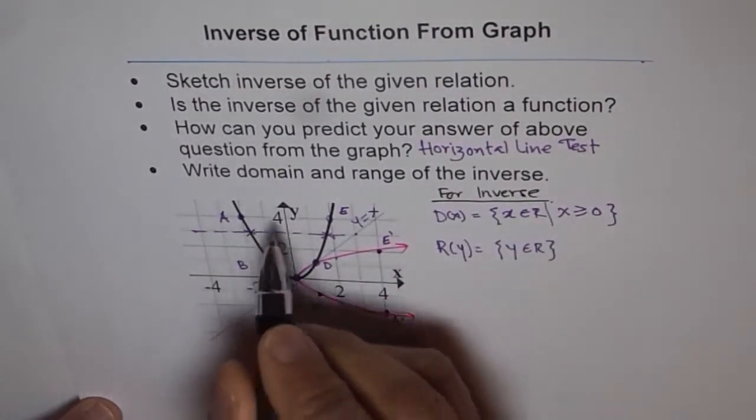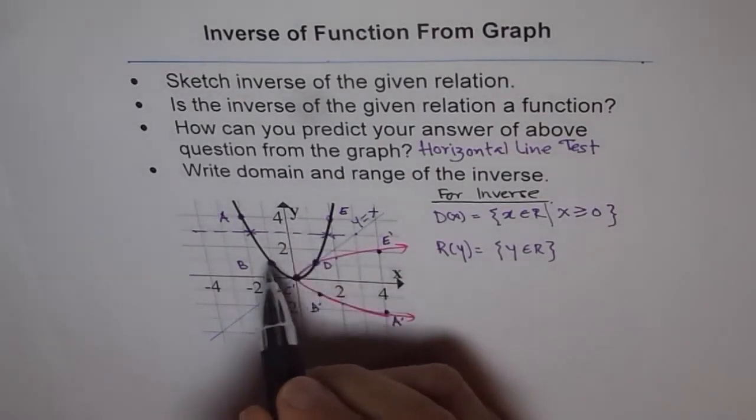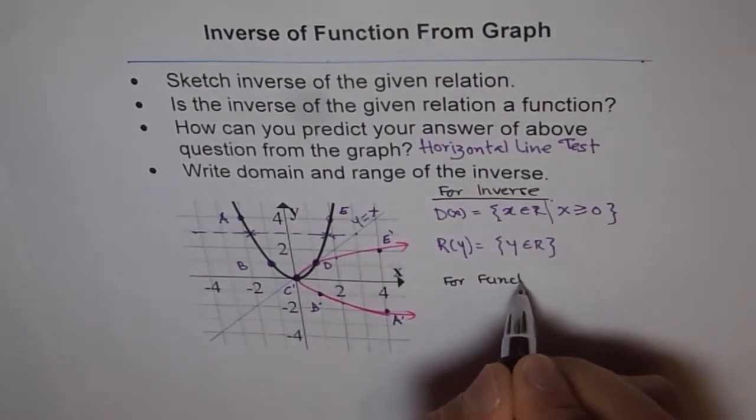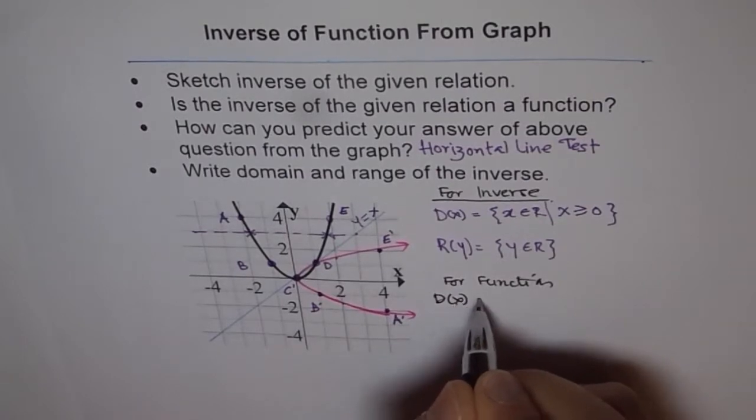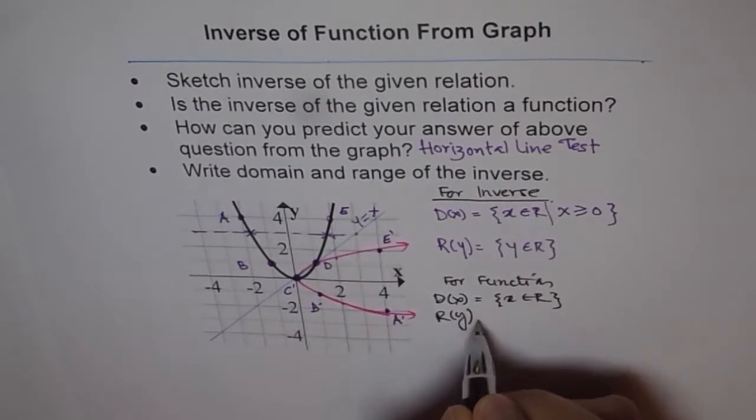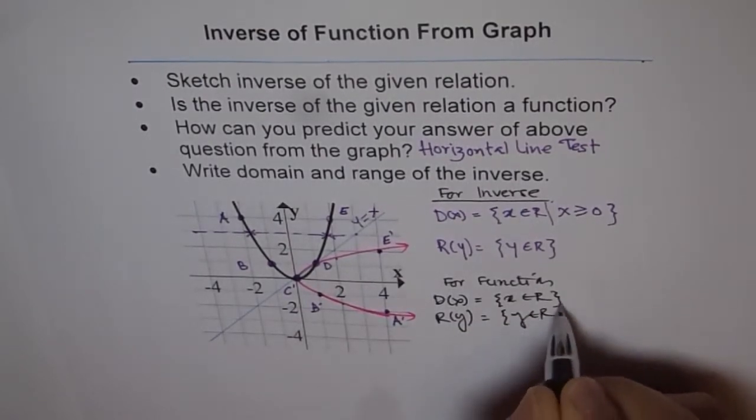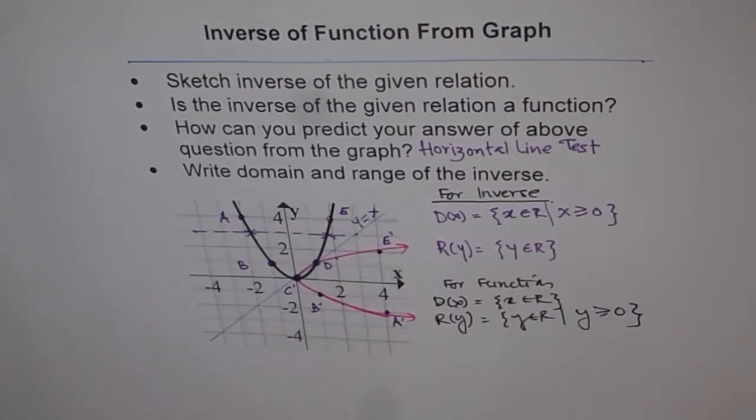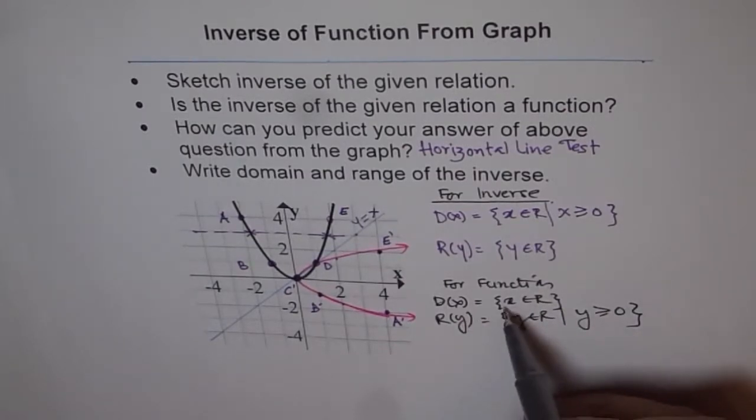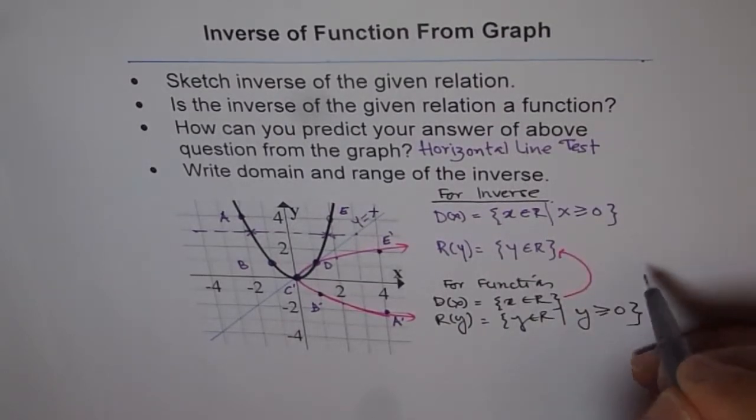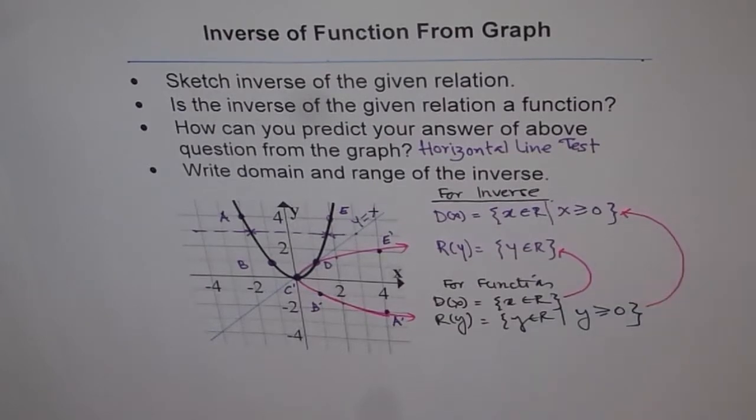Domain, range, right? And for the function, the domain was all real numbers, right? So let me write for the function, the domain is x belongs to real numbers, and the range was y belongs to real numbers, but y has to be greater than or equal to 0, right? So you see, domain and range actually flip. So the domain was all real numbers, which changed to the range for the inverse. And the range becomes the domain for the inverse. So that is kind of a relation which always happens.